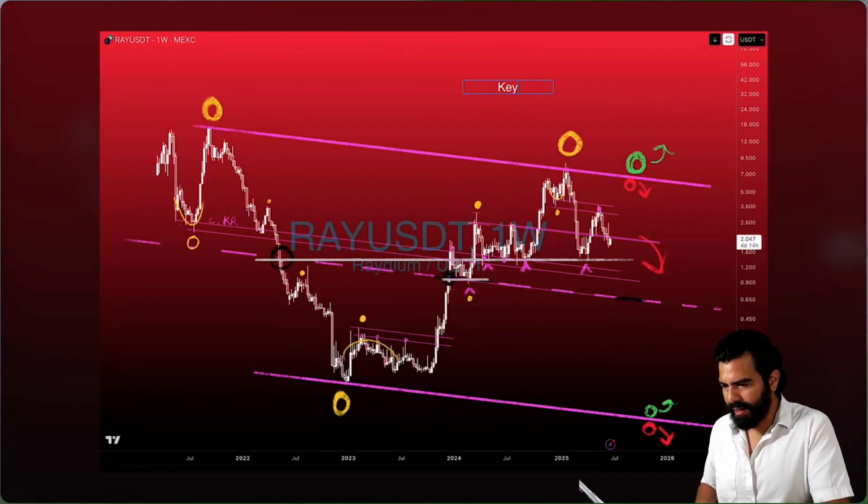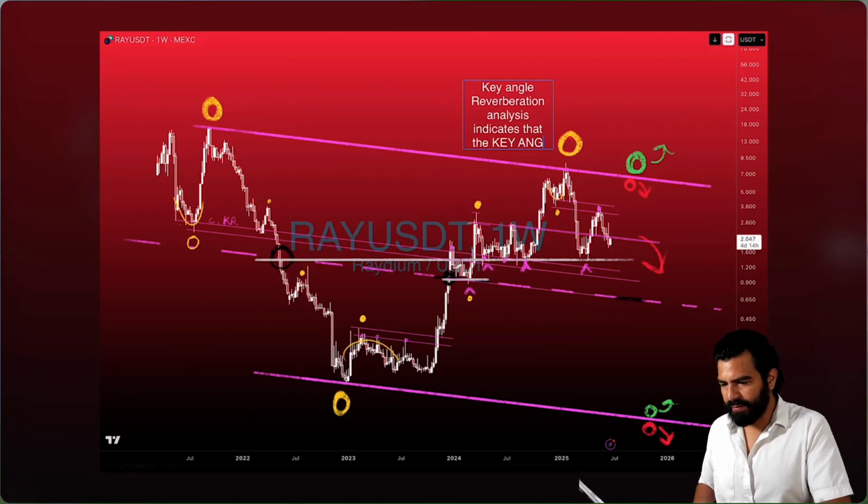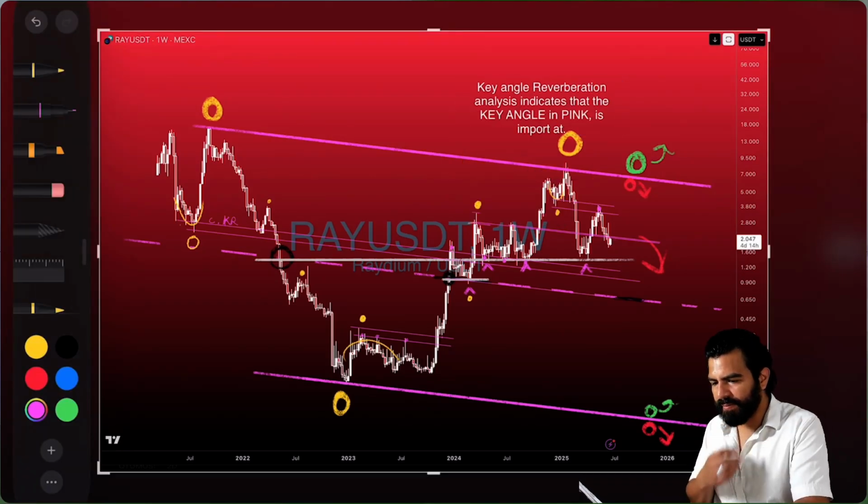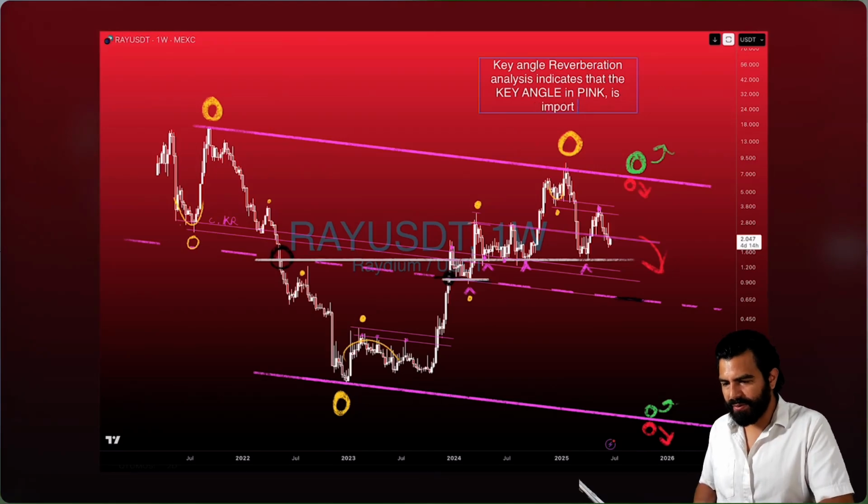KR, or key angle reverberation analysis, indicates that the key angle in pink is important. Not important. Important.